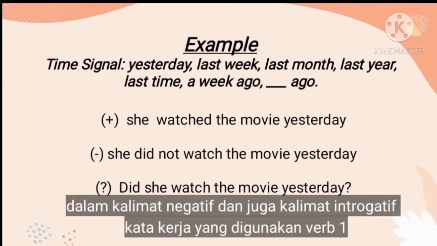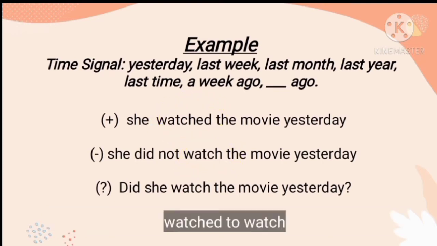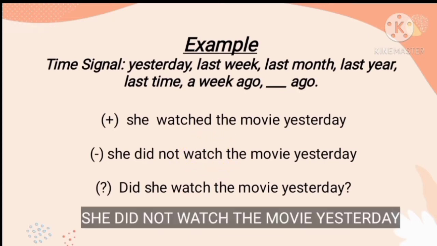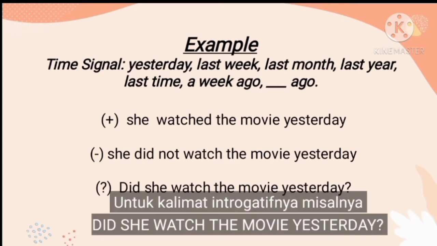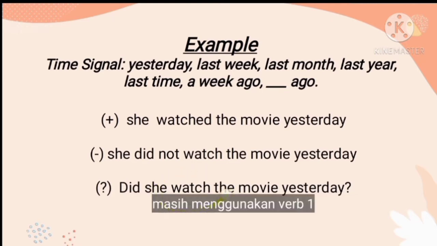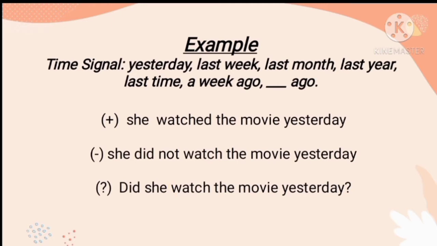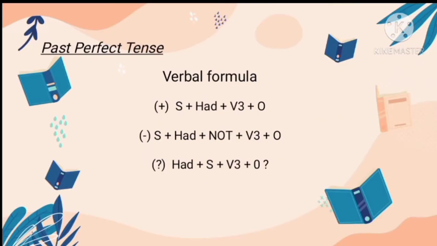In negative and also interrogative sentences, the verb uses verb 1. The word watched in the positive sentence is changed to verb 1, watched to watch. She did not watch the movie yesterday. For the interrogative sentence, the example is: did she watch the movie yesterday? It still uses verb 1. Do you get it? That's great. Let's move to the next tense.